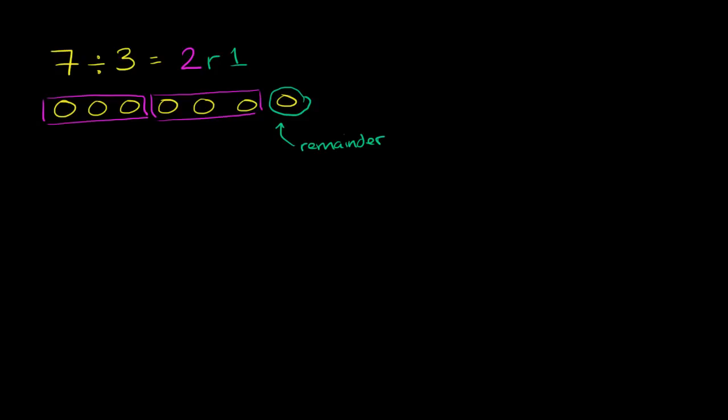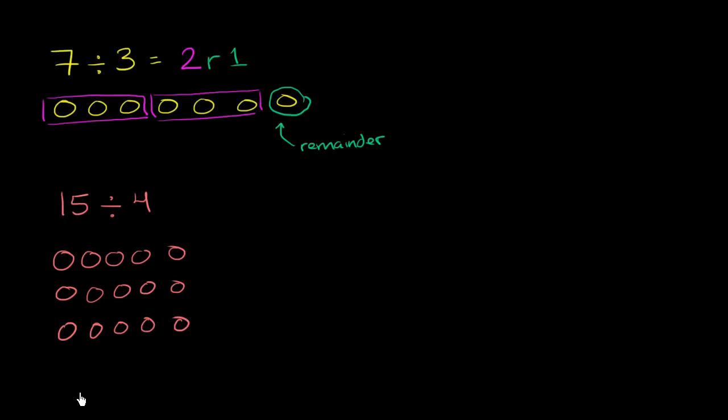Let's do another one. Let's imagine 15 divided by 4. Let me draw 15 objects. 1, 2, 3, 4, 5, 6, 7, 8, 9, 10, 11, 12, 13, 14, 15. Now let me try to divide it into groups of 4. So let's see, that's one group of 4. That's another group of 4. And then that's another group of 4. So I'm able to create 3 groups of 4, but then I can't create a 4th full group of 4.